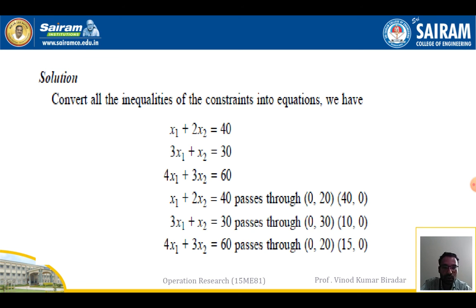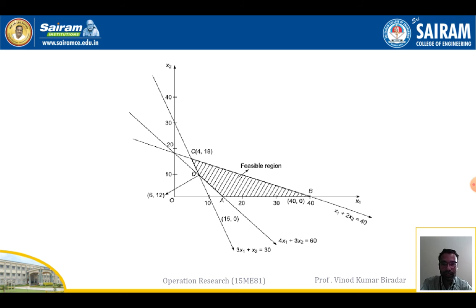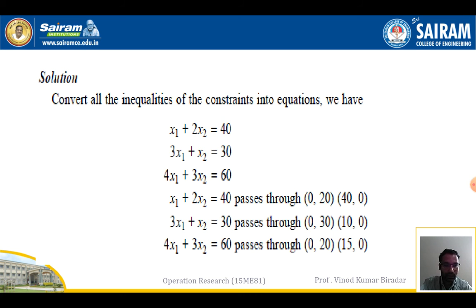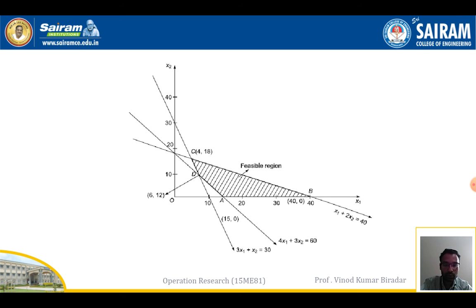Similarly, you draw the line for the third equation, that is 4x1 plus 3x2 is equal to 60, passing through 0 comma 20 and 15 comma 0. So here x is equal to 0 and y is equal to 20, and x1 is 15. Just mark and draw one line with the help of a scale. Name it 4x1 plus 3x2 is equal to 60. Now you have drawn all the equation lines and completed it.